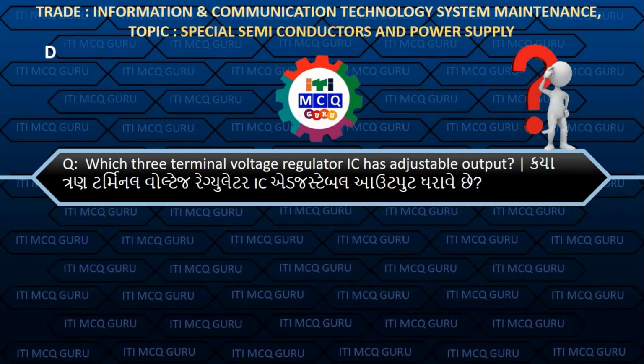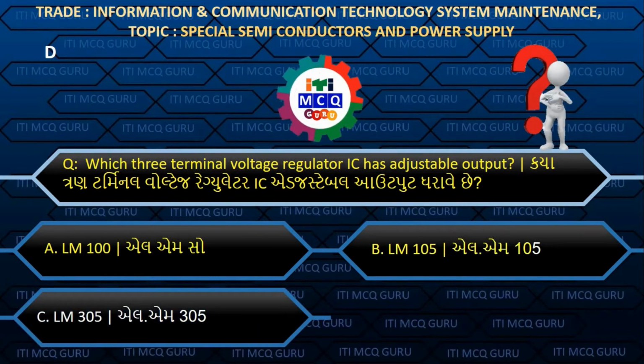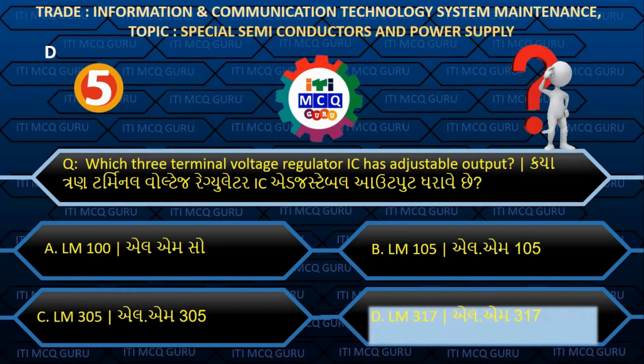Which 3-terminal voltage regulator IC has adjustable output? કયા 3-terminal voltage regulator IC adjustable output ધરાવે છે? The answer is D, LM317.